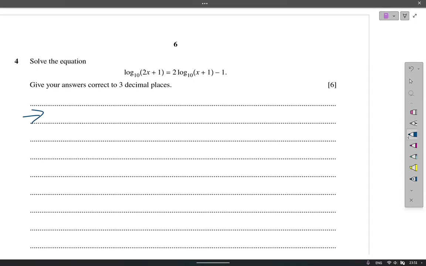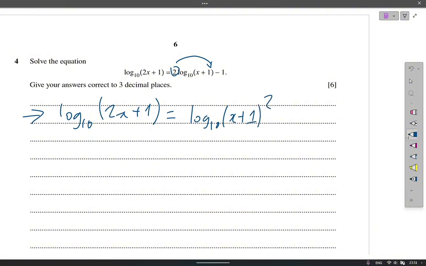Question number 4. What we can do here is change this 2 into a logarithm function, which means we can write this equation as this. So then, for eliminating this logarithm tens, we can exponentiate them over 10.